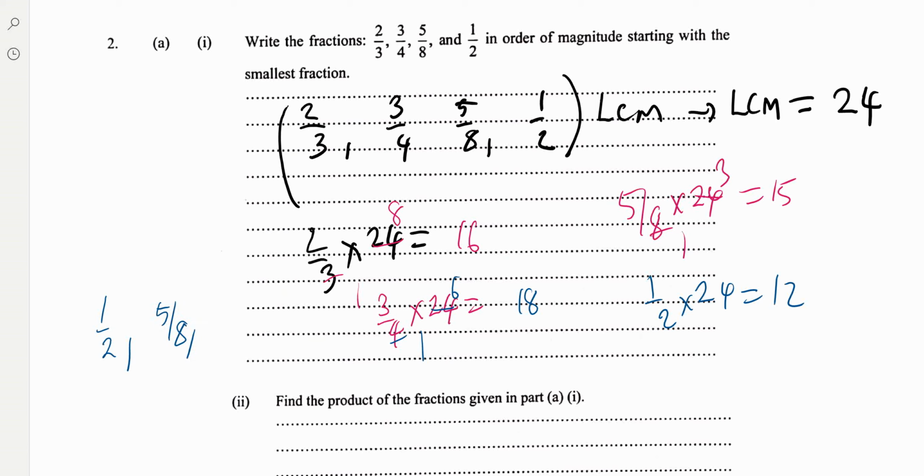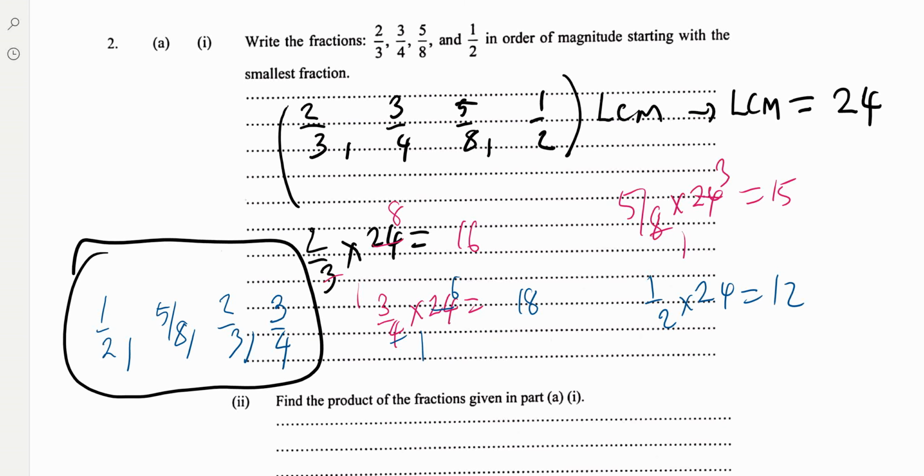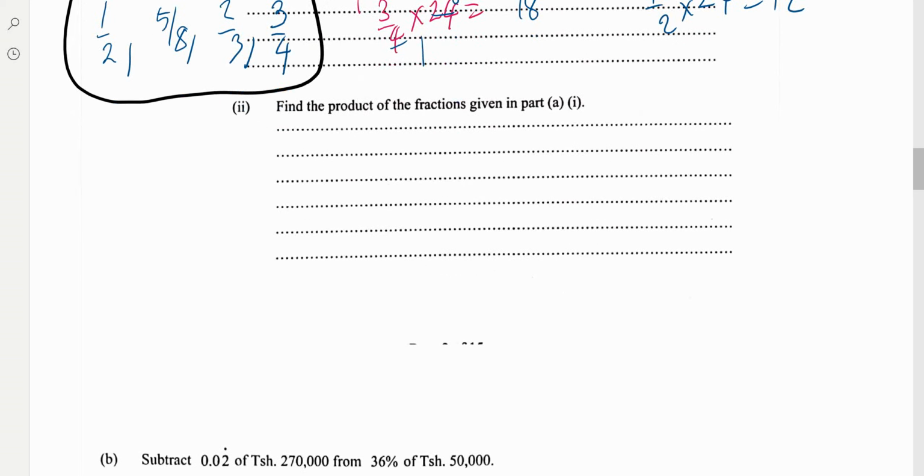The next one will be 2/3, and the last one will be 3/4. So this is the arrangement of the fractions in ascending order.